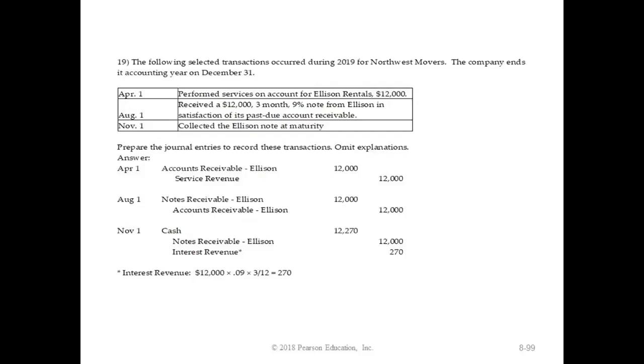And then on November 1st, we're going to collect the Ellison note at maturity. So it's a 3-month note. Okay. So for the maturity value, I'm going to credit notes receivable for $12,000. And then I'm going to credit interest revenue for $12,000 times 9% times 3 divided by 12, which is going to come out to $270. So my debit to cash is going to be $12,270. And those are the entries to record the notes receivable transactions.